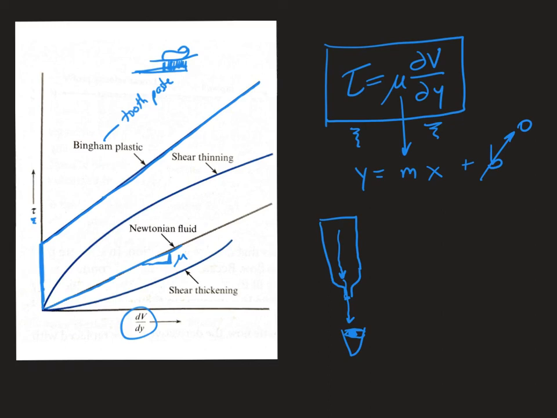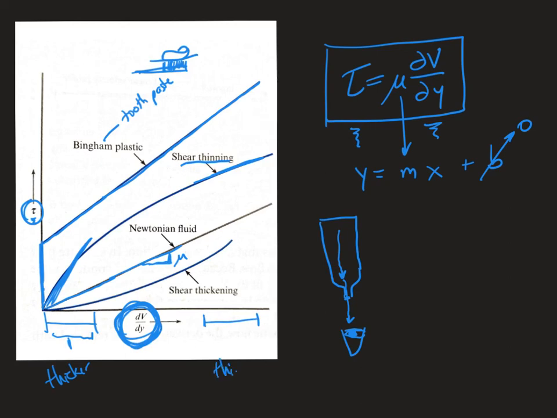Now there are other examples of things that are not Newtonian, where this relationship changes, and this one is called shear thinning. You can see that for low values of dv/dy, so if it's not flowing very fast, or the velocity gradients are low, then the viscosity is going to be high. You can see the slopes over here are relatively high compared to over here. So basically, it is thicker over here than it is over here.